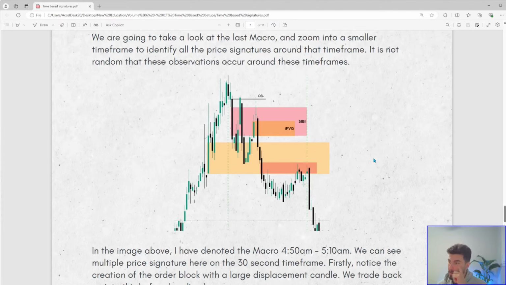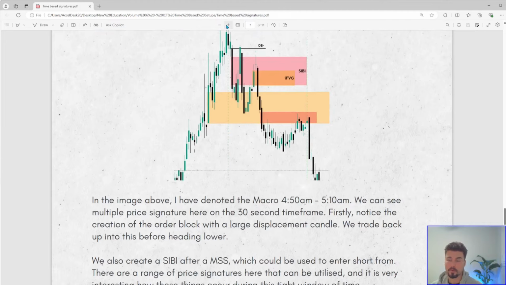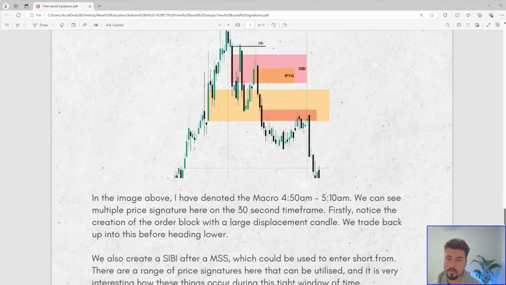So for me, I like macros because they're short windows, but I'll personally sit the whole session if I have to wait for a setup. It just depends on your own circumstances, right? So I think a lot of people feel limited, maybe based on work or personal commitments, but you can trade any time in that session, right? As long as there's a setup that fits your model and fits your criteria. That's really important to keep in mind.